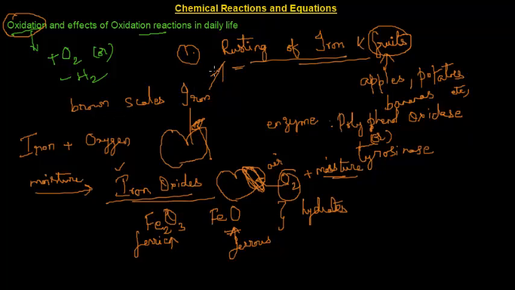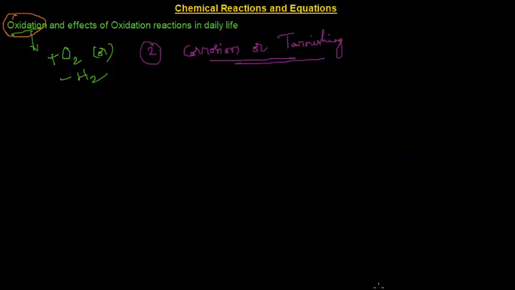Let us see corrosion or tarnishing. First we have seen rusting. Now let us see corrosion or tarnishing. When some articles or metals are exposed to moisture or acids, they lose their luster. This is called as tarnishing. For example, silver articles. If silver is left for a long time outside, for example more than 3 to 4 days like that, what happens? It becomes black in color, it loses its shine. That is known as tarnishing.